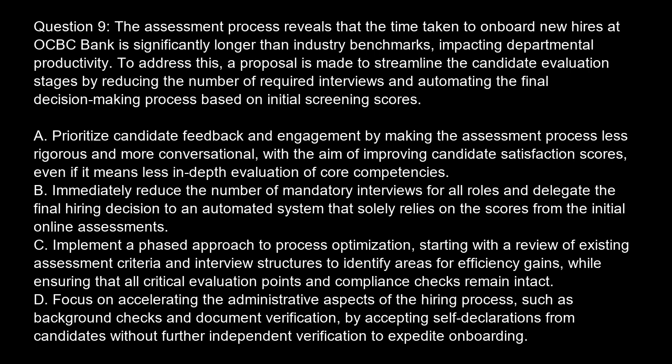Option C. Implement a phased approach to process optimization, starting with a review of existing assessment criteria and interview structures to identify areas for efficiency gains, while ensuring that all critical evaluation points and compliance checks remain intact. Option D. Focus on accelerating the administrative aspects of the hiring process, such as background checks and document verification, by accepting self-declarations from candidates without further independent verification to expedite onboarding.